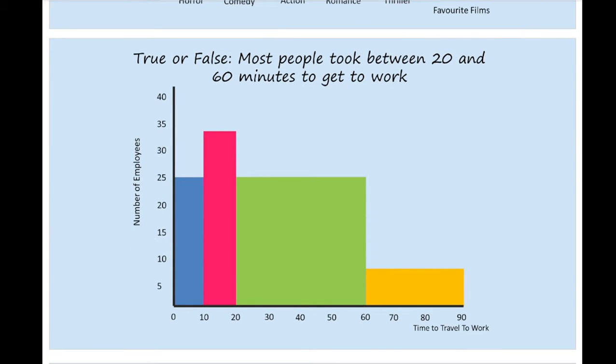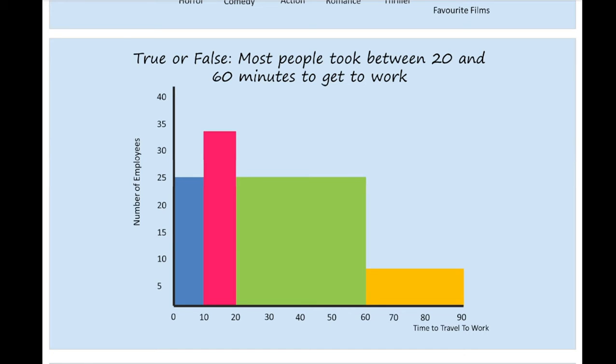True or false? Most people took between 20 and 60 minutes to get to work. This one might be a little bit trickier, because this is a different type of graph than we tend to see, but we have looked at histograms before, which is what this is, because there are no gaps between the bars. In this case, most people did not take between 20 and 60 minutes to get to work, because the height for this bar is only 25.